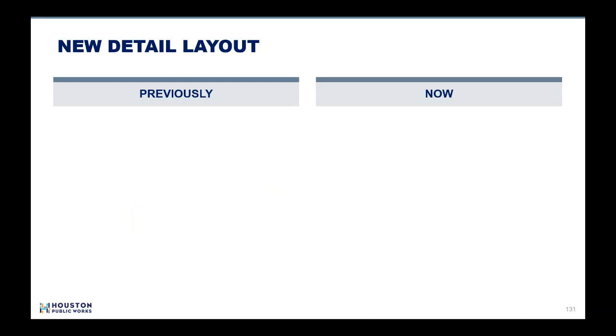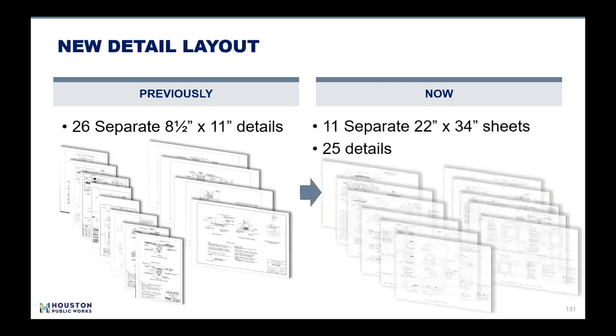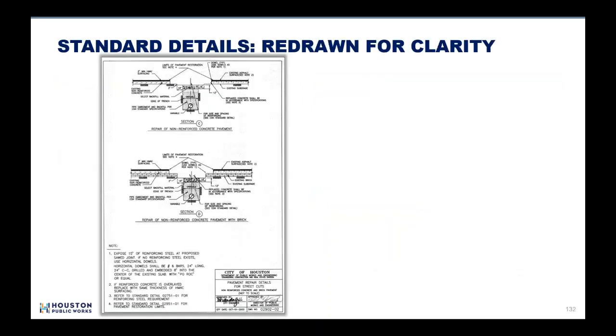In summary, regarding new layouts. Previously, we had 26 separate 8.5-inch by 11-inch details. Now, we have combined them into 11 22-inch by 34-inch sheets, with the exception of the side street ditch reception detail, which remains on the 8.5 by 11 sheet layout. The details have been redrawn for clarity.